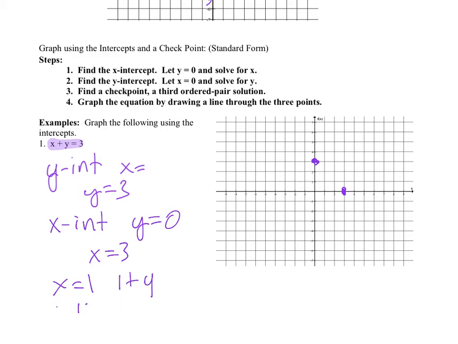1 plus y equals 3. I subtract 1 from both sides, I get y equals 2. So I have the point x is 1, y is 2. So right there. All right, that looks like it's all in line, so I haven't made a mistake with one of my other points. So now I draw my line.